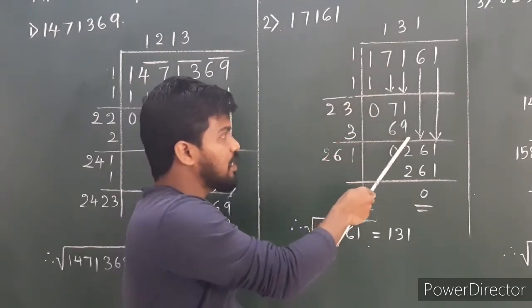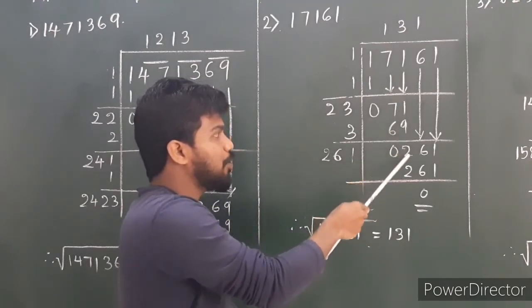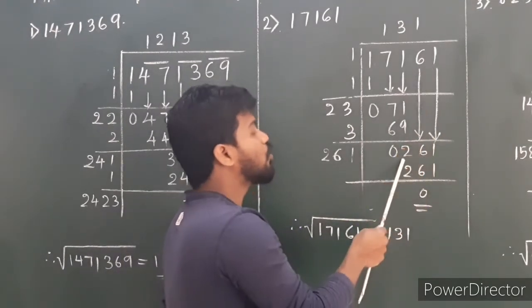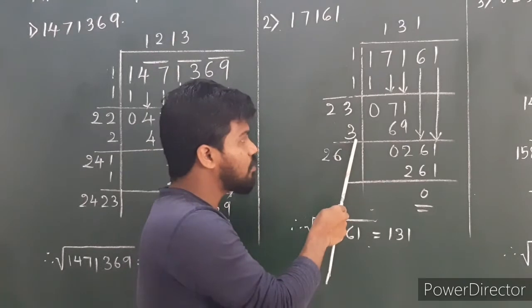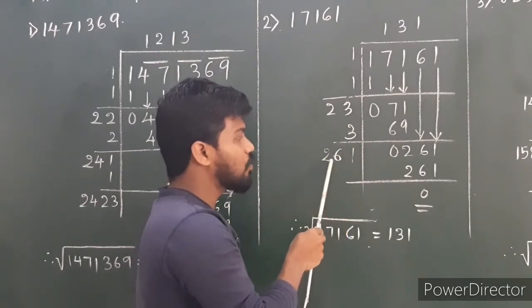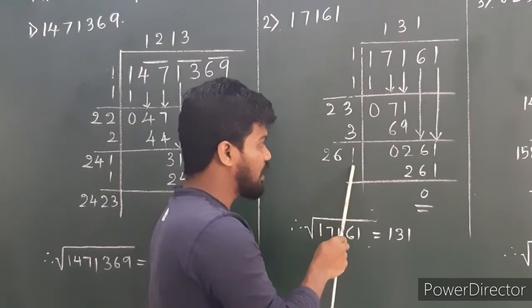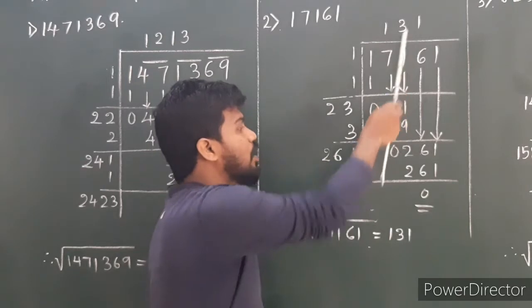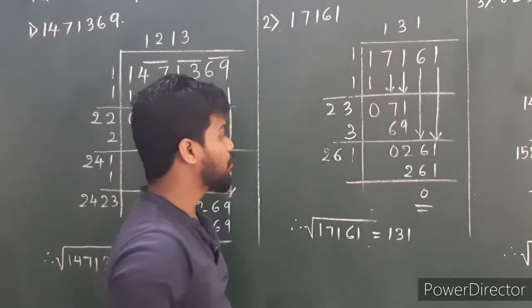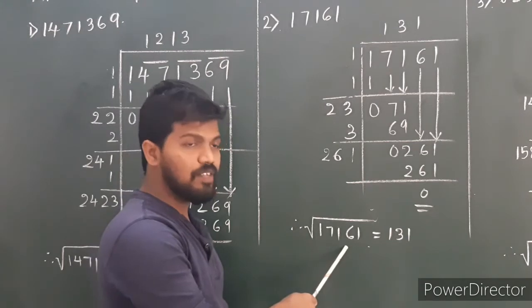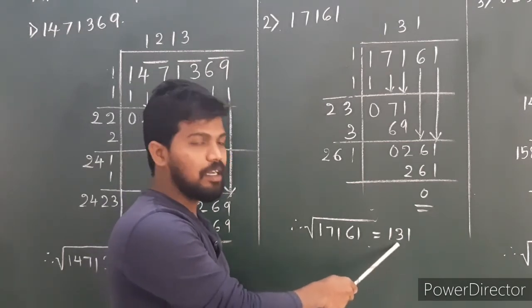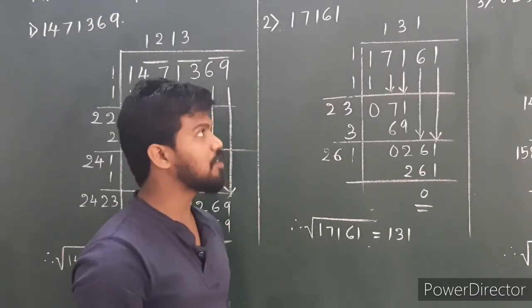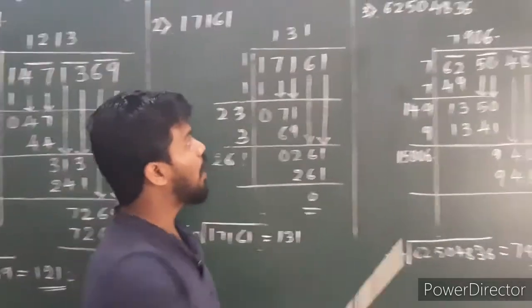71 minus 69 you get 2. 11 minus 9 you get 2. 6 minus 6 you get 0. The next two numbers, 6 and 1. So 261. Here 3 plus 3 you get 6, and 2 as it is. Suppose you put 1 here, here also 1. 261 into 1 you get 261. The remainder you get is 0. Therefore the square root of 17,161 you get 131. That means 131 squared is 17,161.